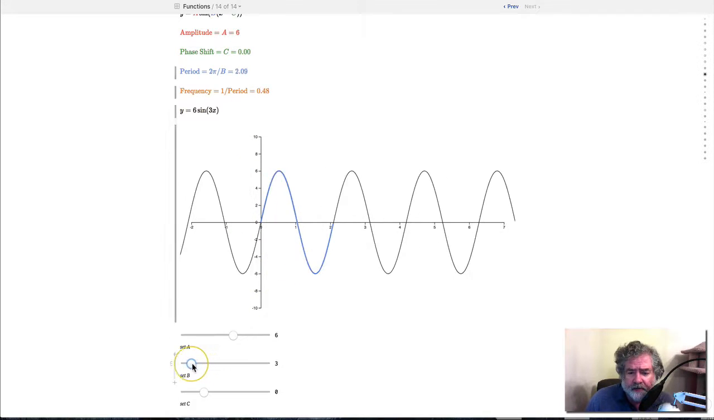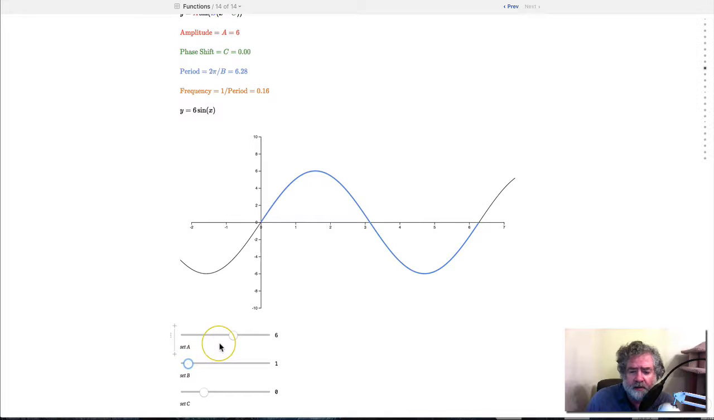So as we start out, when B is 1, you have to go a little past 6 to get in 1 cycle. So that means the period is a little bit more than 6. Actually, it's 2 pi, right, which is what you would expect if you're just looking at plain old sine of x.